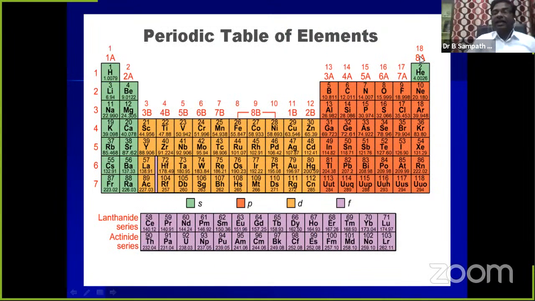This 18th group is called inert gases or noble gases. Why are they called inert gases? Because they have completely filled orbitals, ns2 np6. Since they have a completely filled electronic configuration, they don't lose, gain or share electrons. That's why they are called inert in nature, and inert gases.